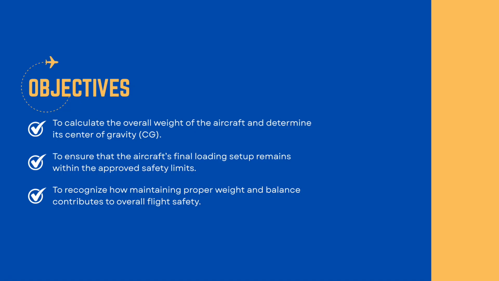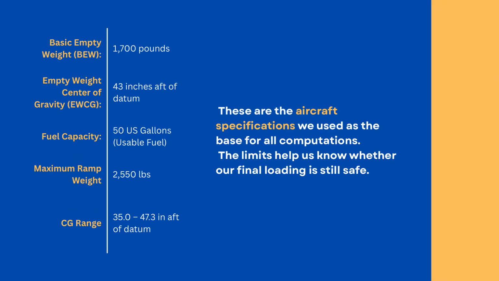Our objectives are to calculate the overall weight of the aircraft and determine its center of gravity, which is the CG, to ensure that the aircraft's final loading setup remains within the approved safety limits, and finally, to recognize how maintaining proper weight and balance contributes to overall flight safety.